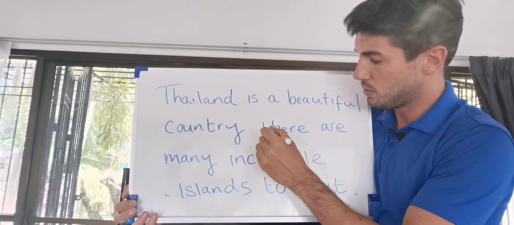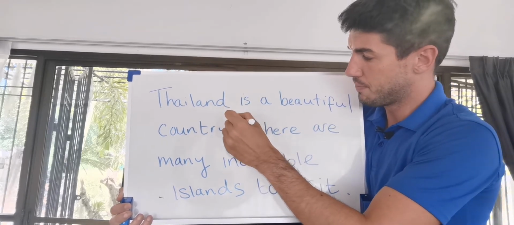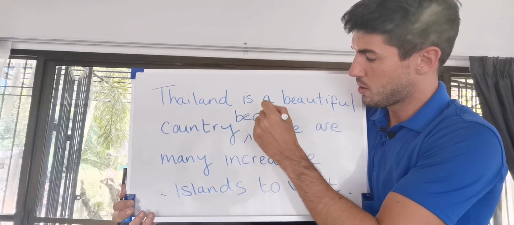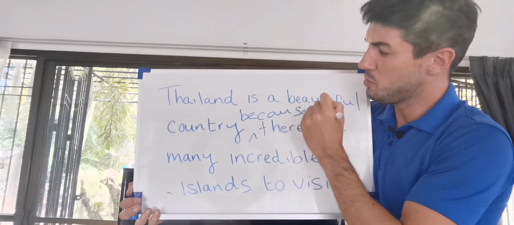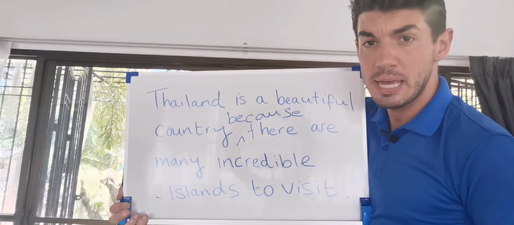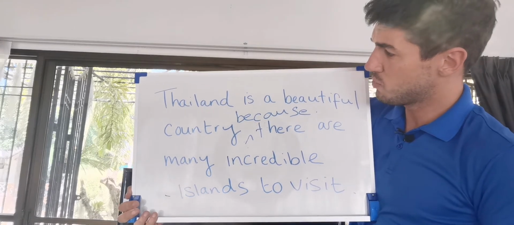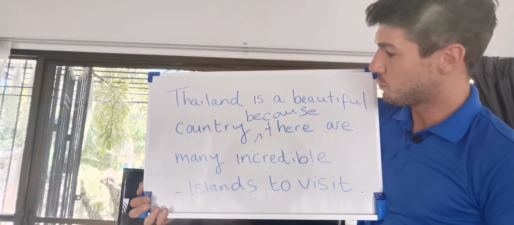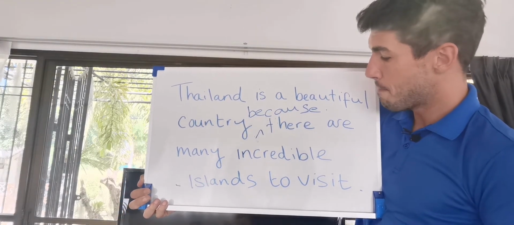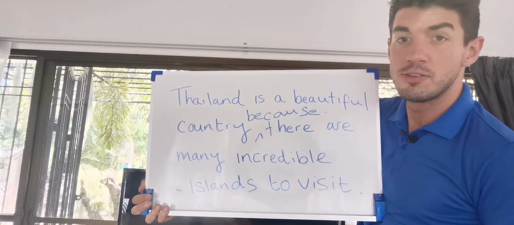The other way to fix a comma splice error, of course, is to use a connective. And the most suitable connective would probably be because. So your sentence will read, Thailand is a beautiful country because there are many incredible islands to visit.